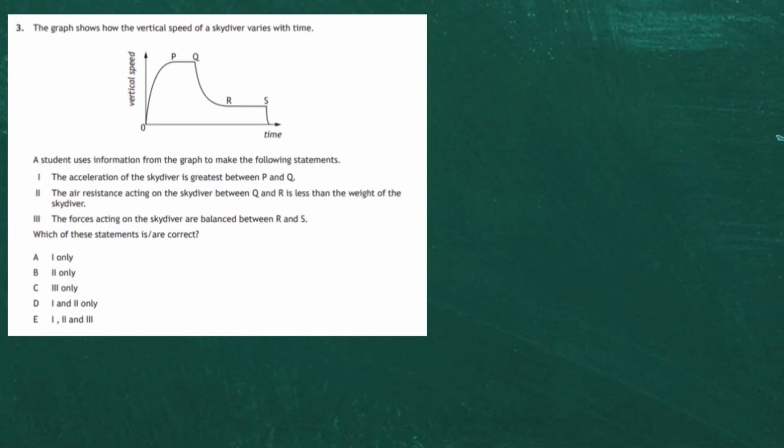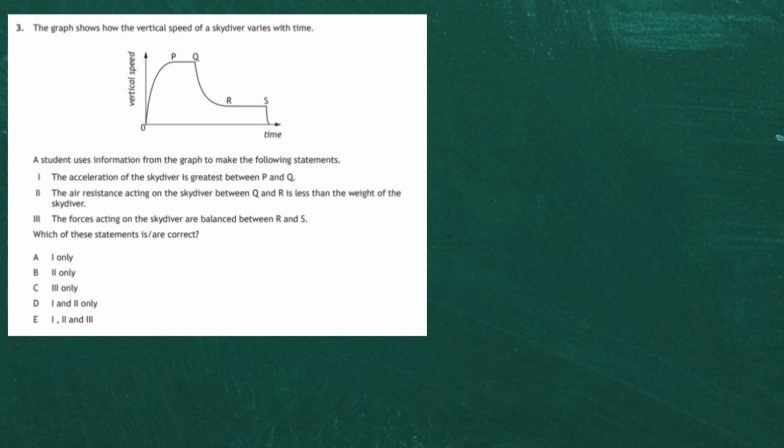Question 3 from section 1 of the 2017 Higher Physics Examination. The graph shows how the vertical speed of a skydiver varies with time, and we're showing the graph there. A student uses information from the graph to make the following statements. Statement 1. The acceleration of the skydiver is greatest between P and Q. Statement 2. The air resistance acting on the skydiver between Q and R is less than the weight of the skydiver. And statement 3. The forces acting on the skydiver are balanced between R and S.